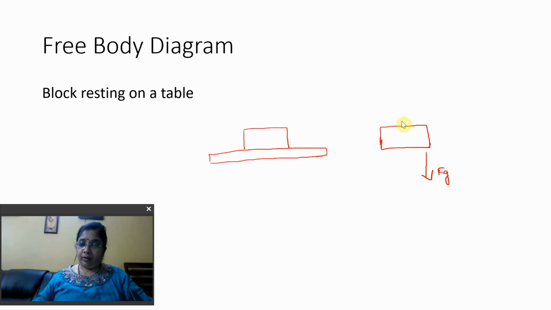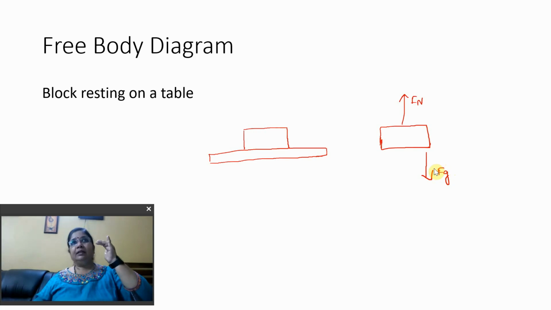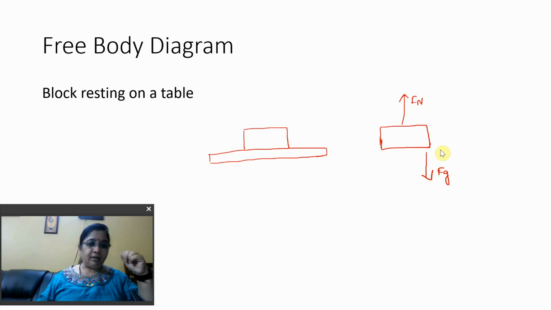Why is the block not falling down? Because there is a table underneath it. And how does the force of the table act? It's a normal force, which acts perpendicular to the block. So this table exerts a perpendicular force on the block and pushes it upwards. We call it a normal force, and it is acting upwards. This normal force is equalizing the force due to gravity, and that's why the block is stationary. The block is not moving, right? Let us go to the next scenario.